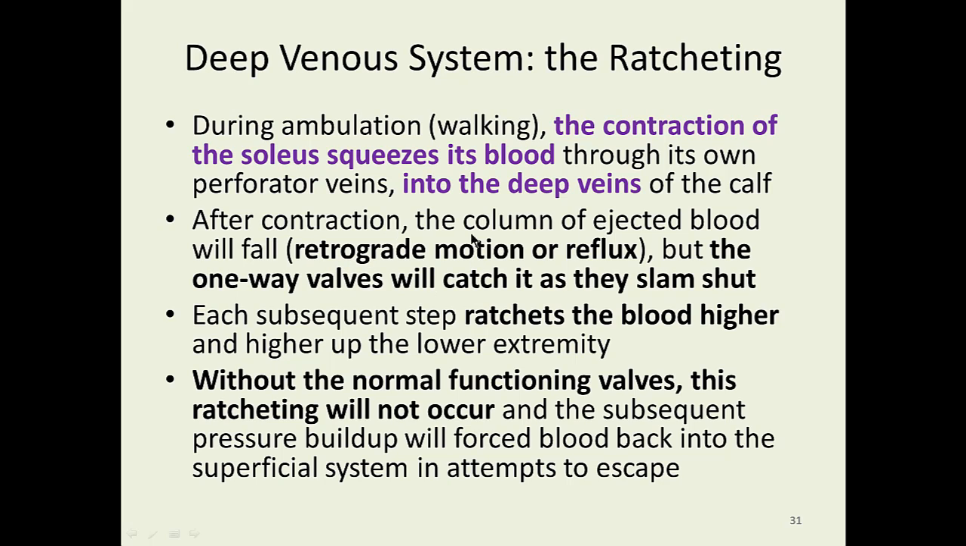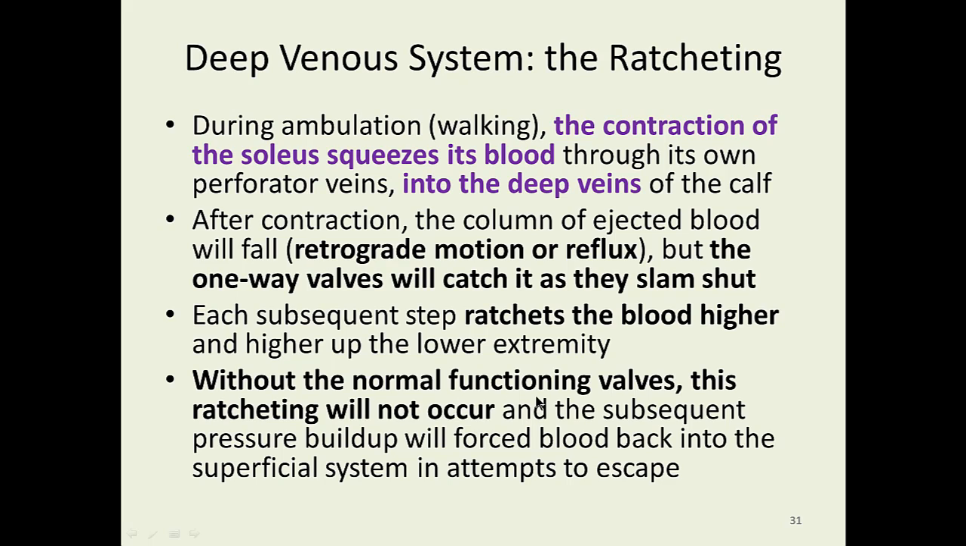So after contraction, the column of ejected blood from the calf, or after the contraction, while you're in the swing phase, while your foot is not contracting, the pump is turned off, and because of gravity, you get a retrograde motion or a reflux of blood. So blood starts to go back toward the calf. But the one-way valves will slam shut and prevent it. And that's what I mean by ratcheting out of the system. So each subsequent step ratchets blood higher and higher and higher until it's finally out of the lower extremity.